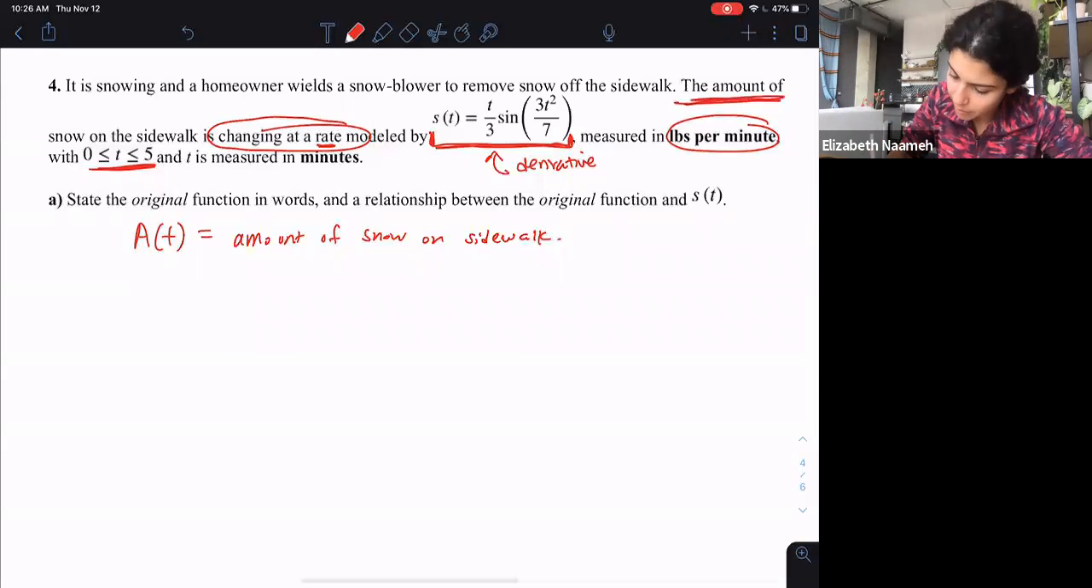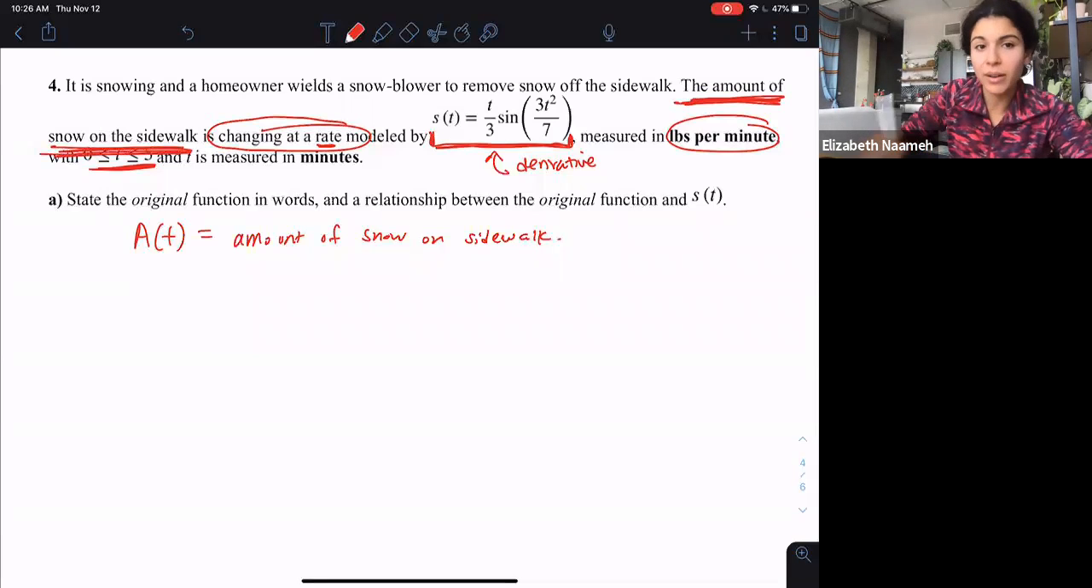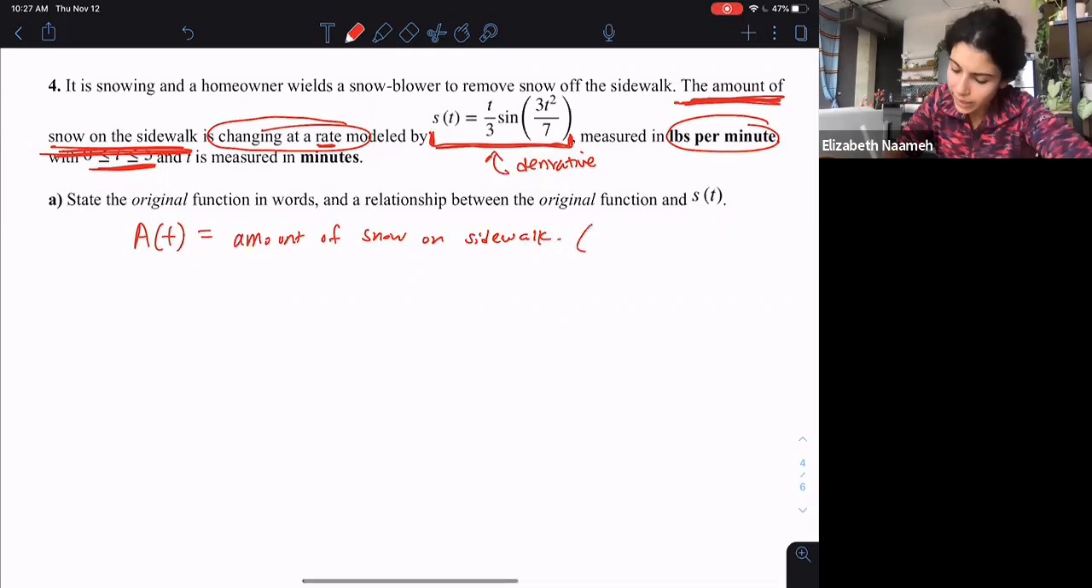Nothing clever is happening. It says the amount of snow on the sidewalk is changing at a rate. So now they're giving me the derivative. But the original function is the amount of snow on the sidewalk, period. Measured in what, guys? What's the units? Look at the question. What would the original function be measured in? Pounds. The amount of snow on the sidewalk would be measured in pounds.